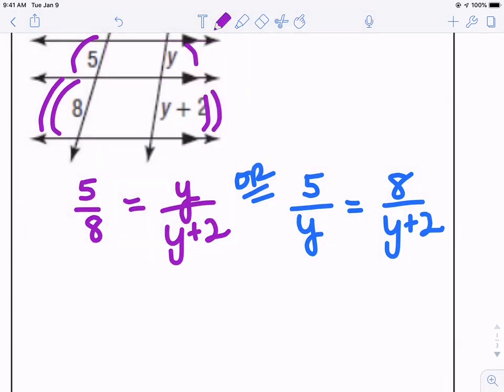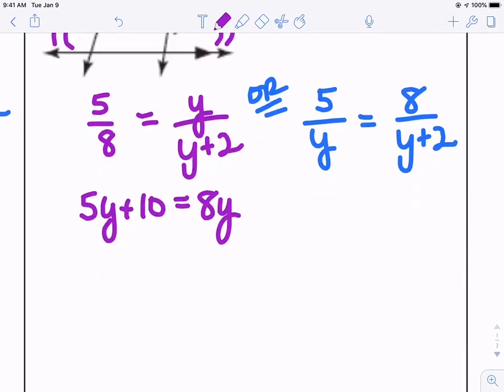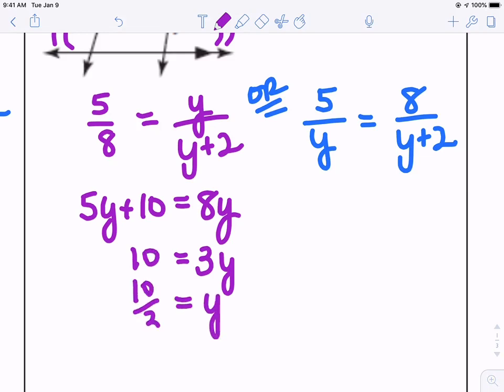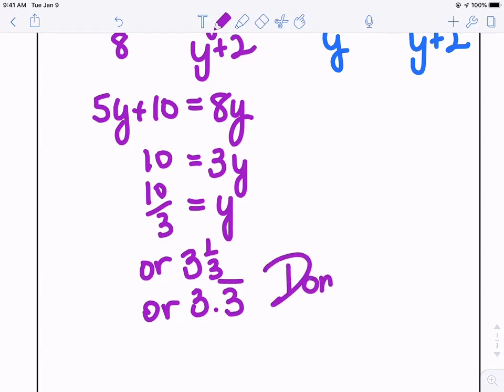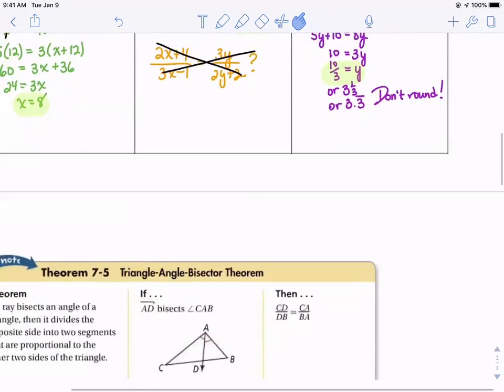Okay, so cross multiplying, 5y plus 10 equals 8y. Either way will be the same thing. 3y equals 10. y is 10/3. Do not round. I would accept 3 1/3, and I would accept 3.3 repeating, but no rounding. I am perfectly fine, again, with improper fractions. I would just leave it that way, then you don't run the risk of accidentally making a mistake as you transfer it into another form. But that would make it 10/3.